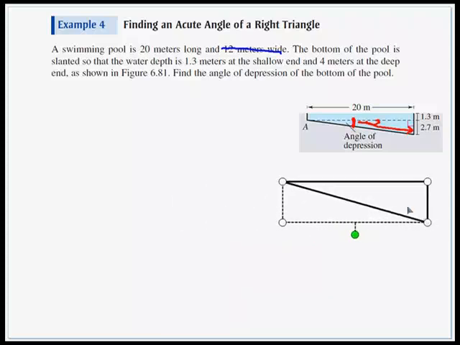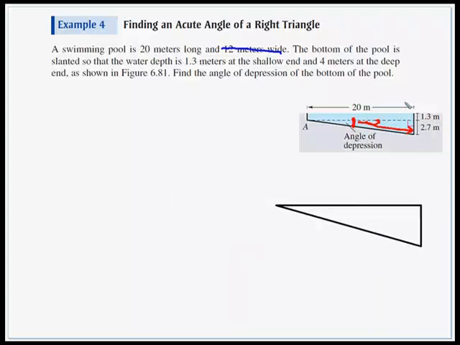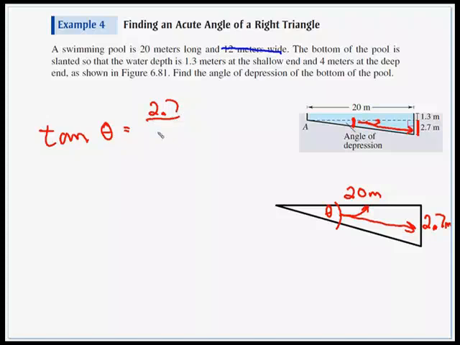If I redraw this with just the nitty-gritty that we're looking for, here's the angle that we want, theta. We know the distance across here is 20 meters, and we know just this piece is 2.7 meters. So we have the opposite side, we have the adjacent side. That means we have to use tangent. The tangent of angle theta is equal to opposite 2.7 over adjacent 20.